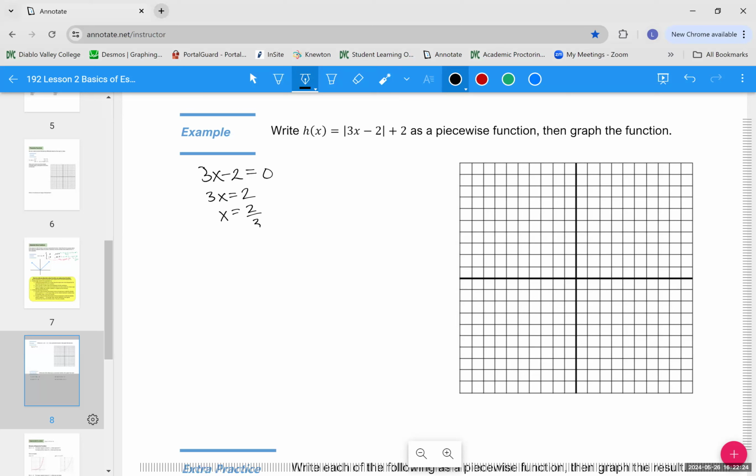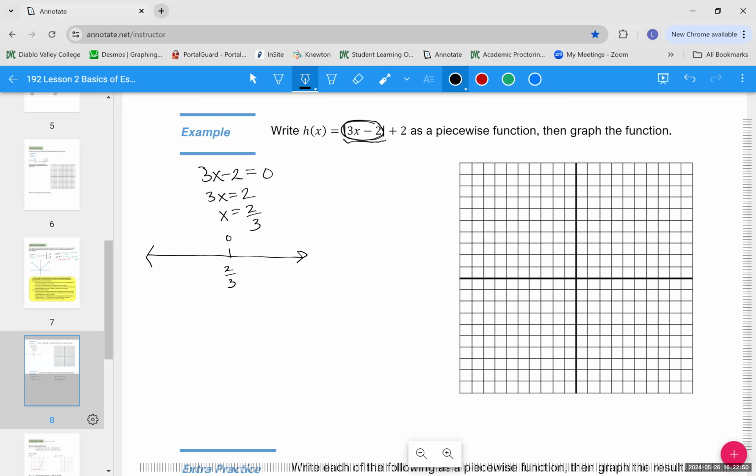So in this case, it would be at x equals 2/3. That is going to be when this absolute value is equal to 0, which is basically the point of our V, the vertex of our V. Okay. So the next thing we want to do is just check, when is this function positive and negative? Or sorry, when is the inside of this positive and negative?